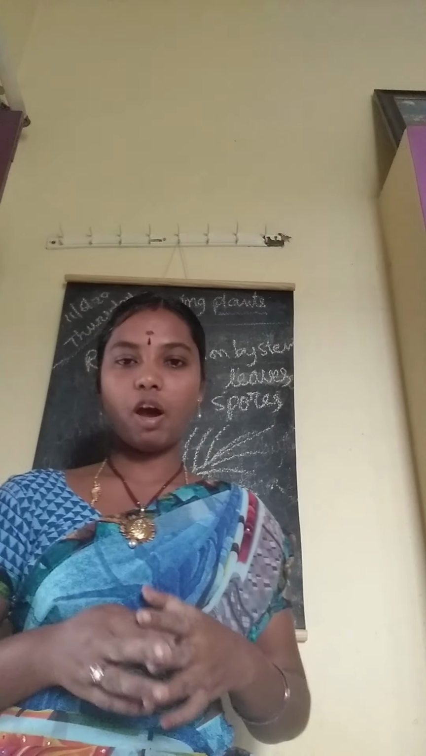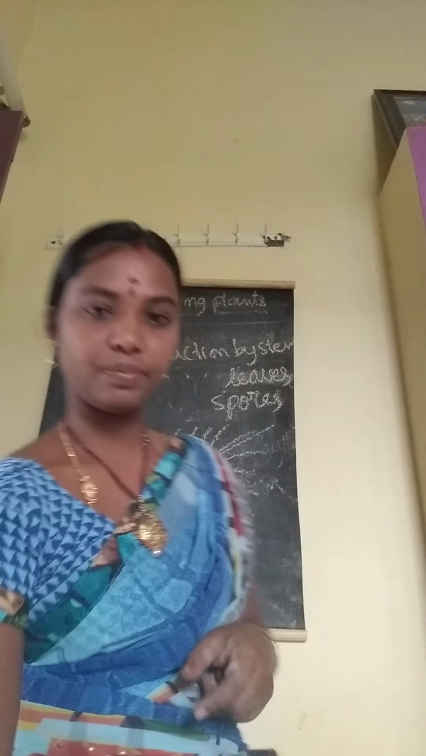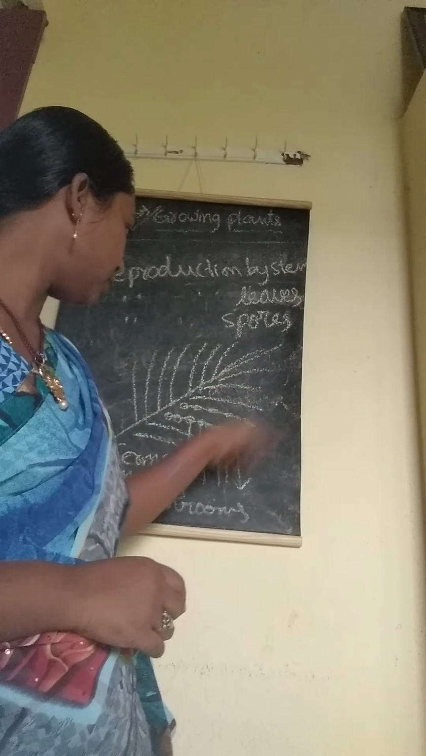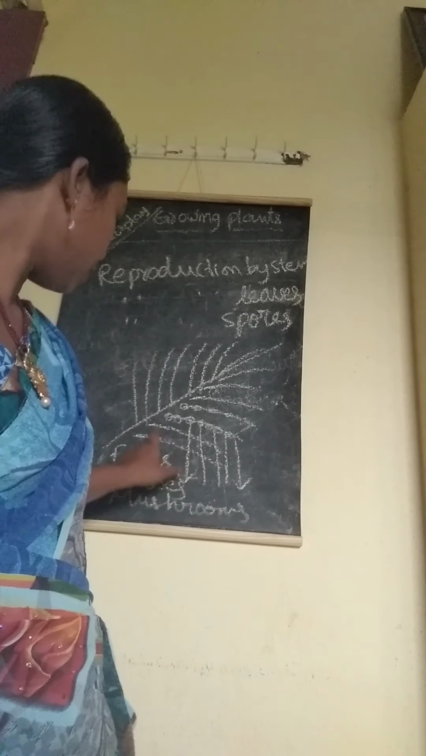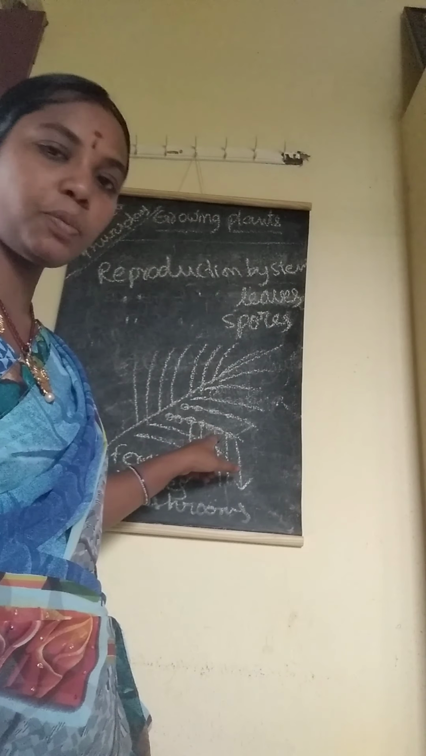Okay children, this is about vegetative reproduction. Reproduction through spores: examples are ferns, mosses and mushrooms. When we see a fern leaf, it has tiny seeds on the leaves. Spores are tiny seed-like structures. From these spores, another plant grows. This is about reproduction through spores.